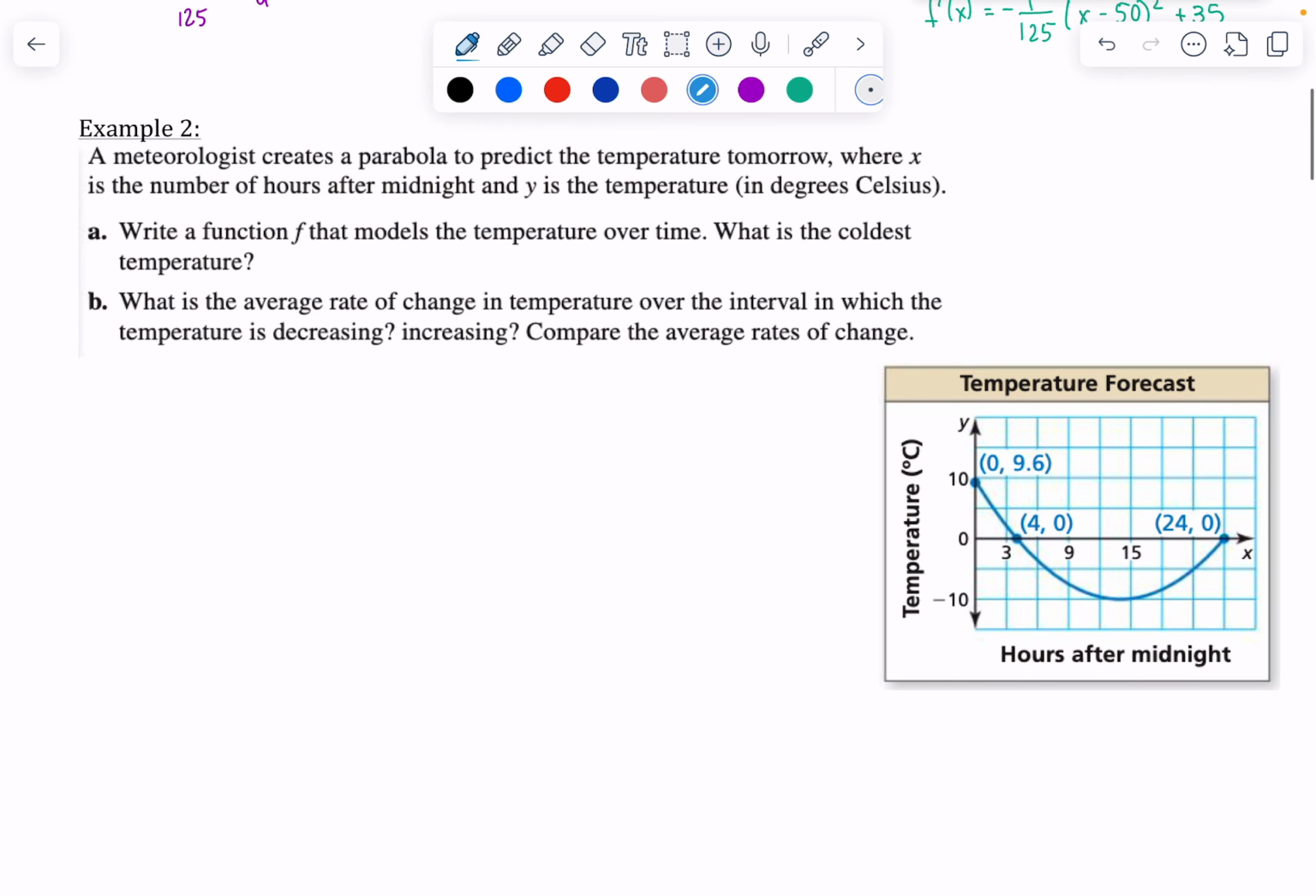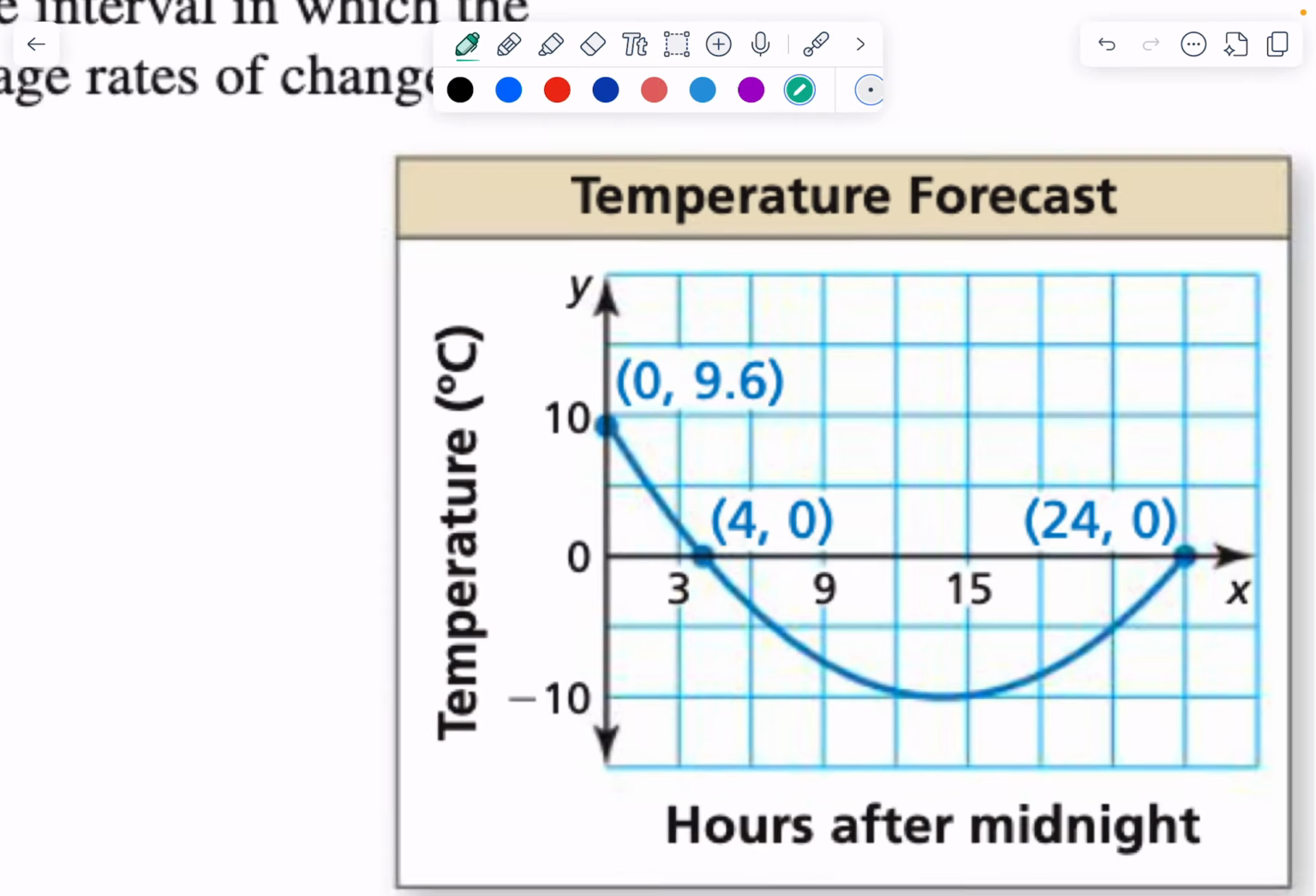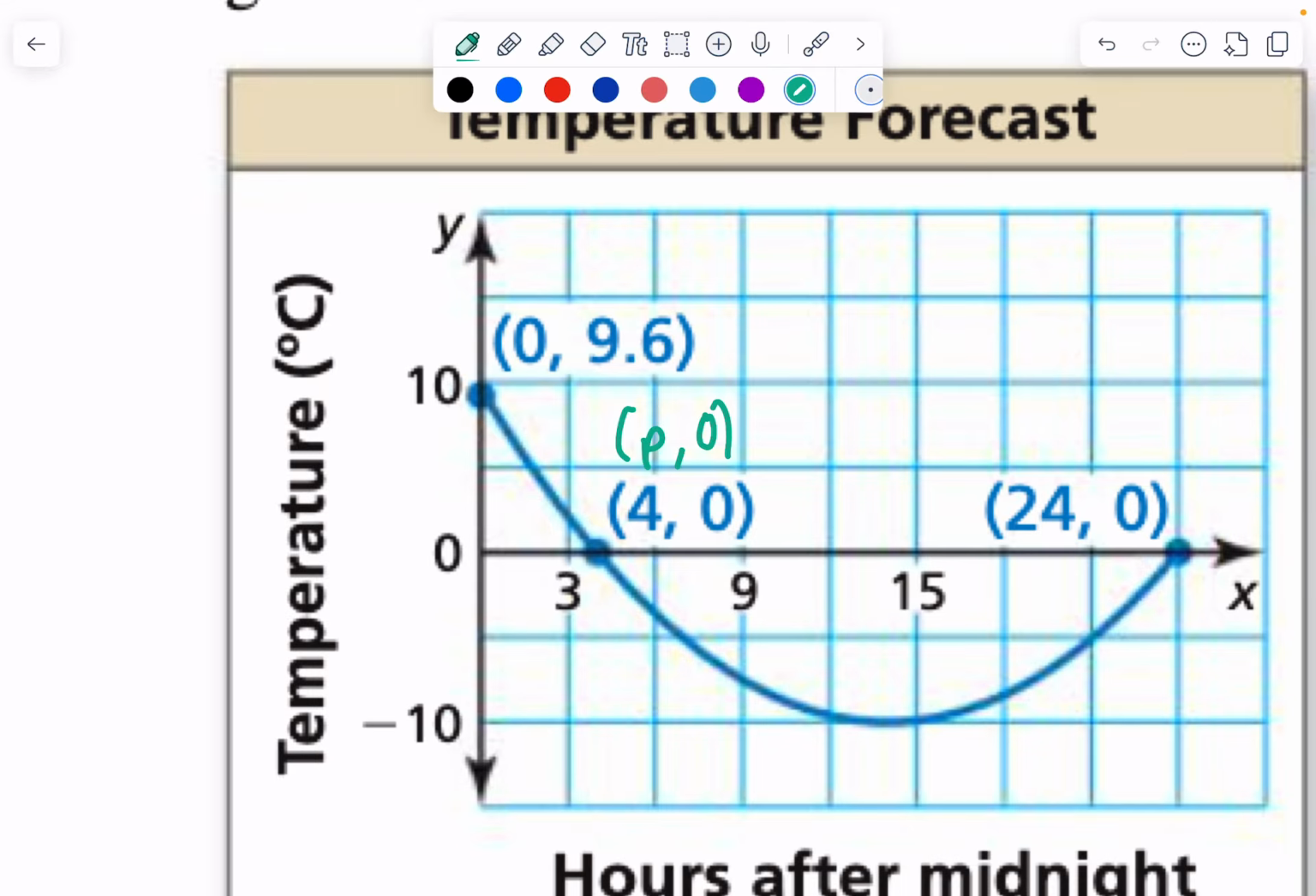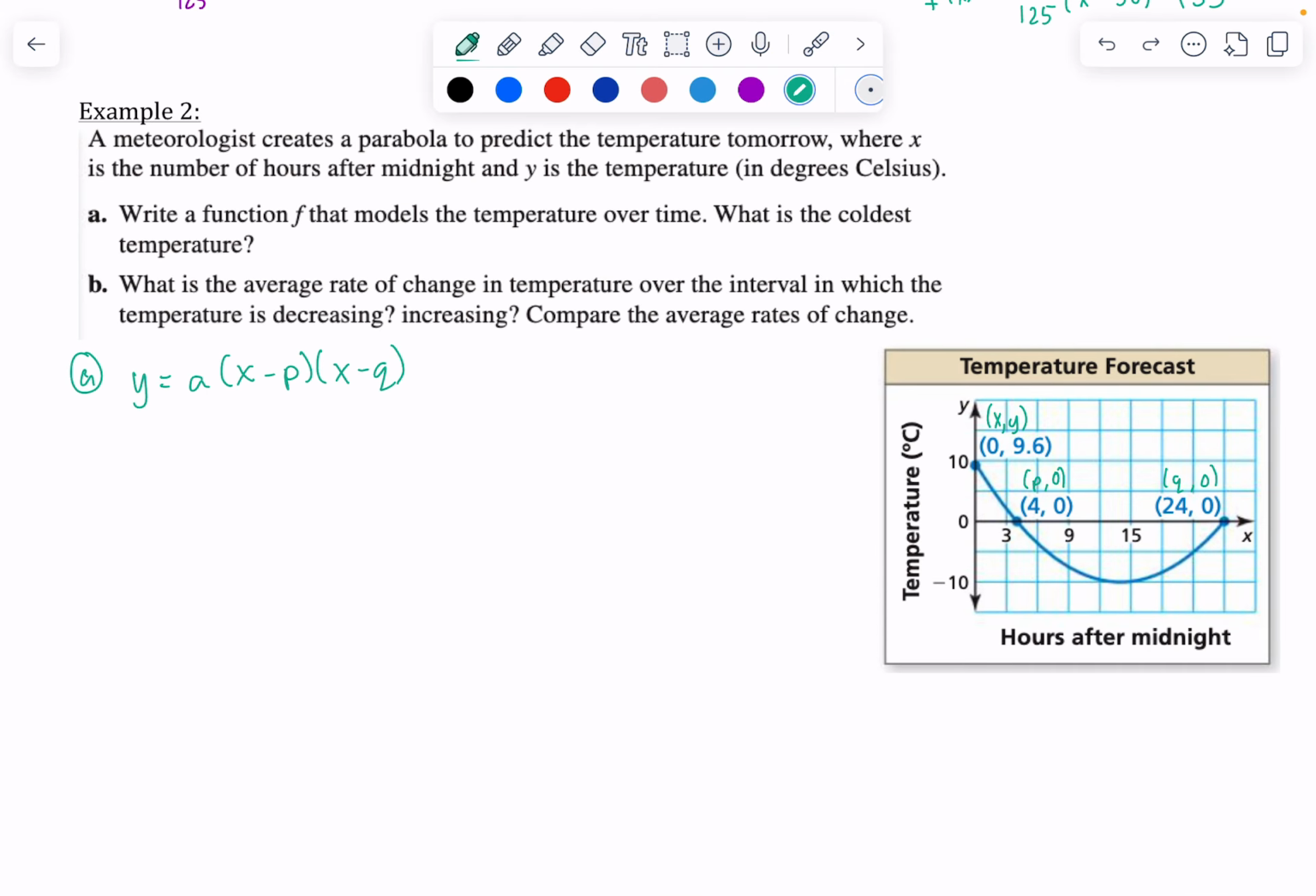So, if I want to write a function that models this scenario that I see over here on the right, I have to first identify what information I have. I have the x-intercepts and I have a point. So I'm going to use intercept form: y equals a times (x minus p) times (x minus q), where this is my p value, this is my q value, and this is my x and y value. It doesn't matter if I made this my q value and this my p value. Okay, so I'm going to take that information and plug it in.